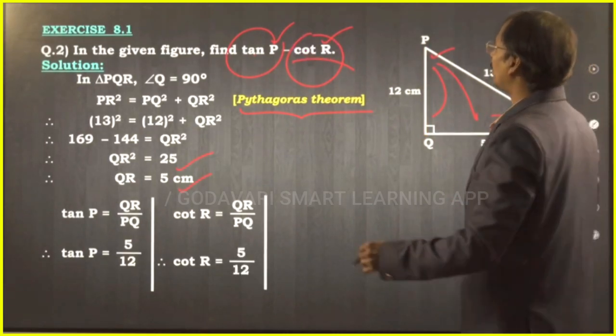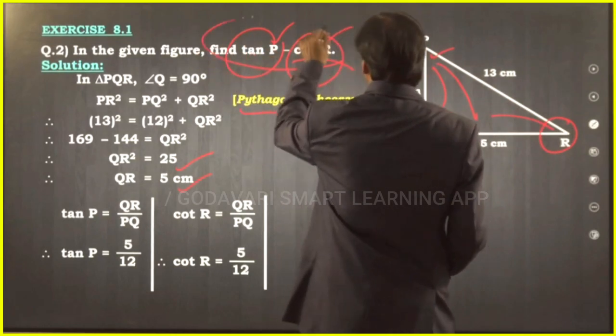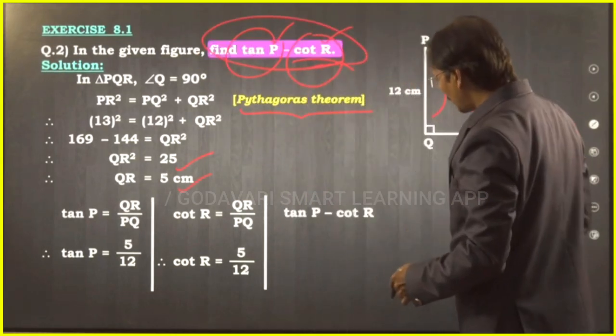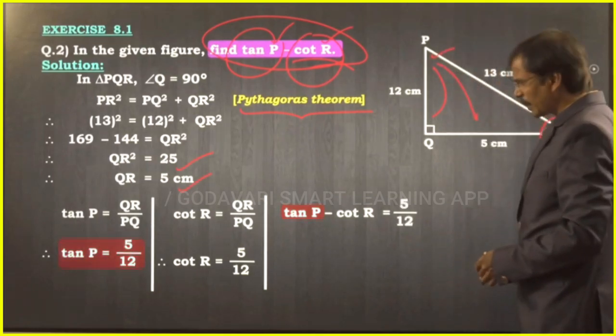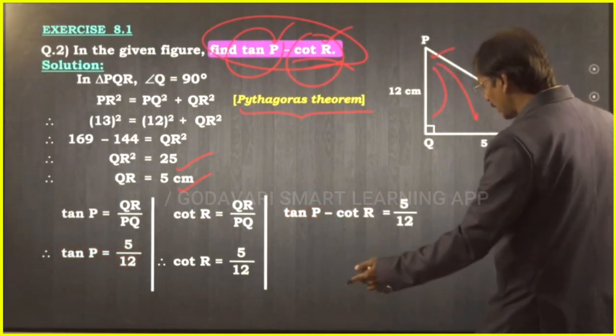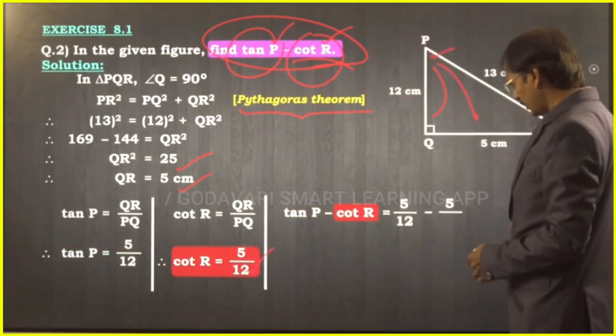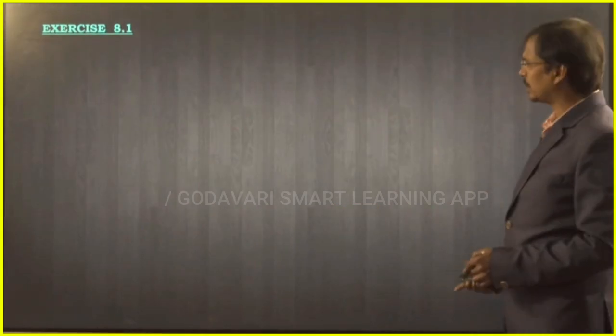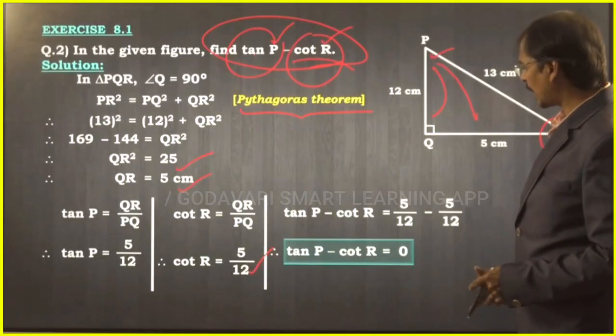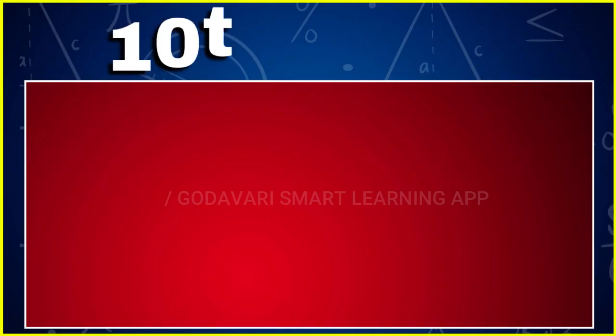Alright. Our problem is tan P minus cot R. So tan P is nothing but 5 by 12, and cot R is nothing but 5 by 12. So tan P minus cot R is equal to 0.